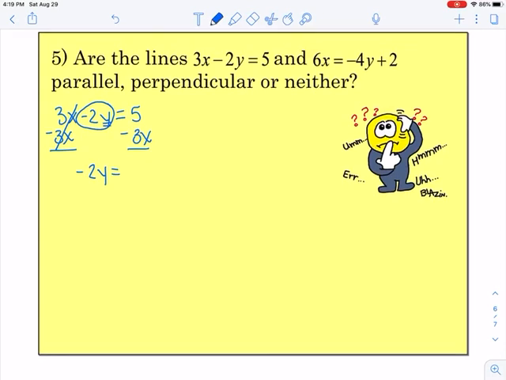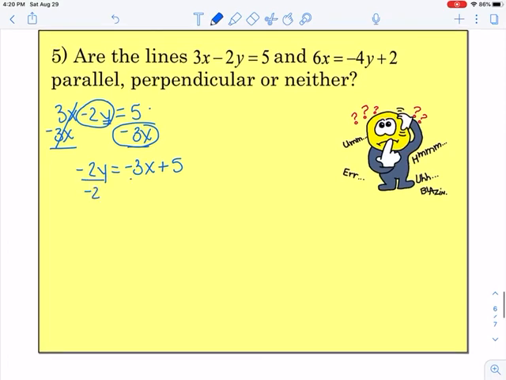And on the right, again, I want this x term to come first. So it's going to be negative 3x. And on top here, that's a positive 5. So that's going to be negative 3x plus 5. Last step to get y by itself, the opposite of multiplying by negative 2 is to divide by negative 2.